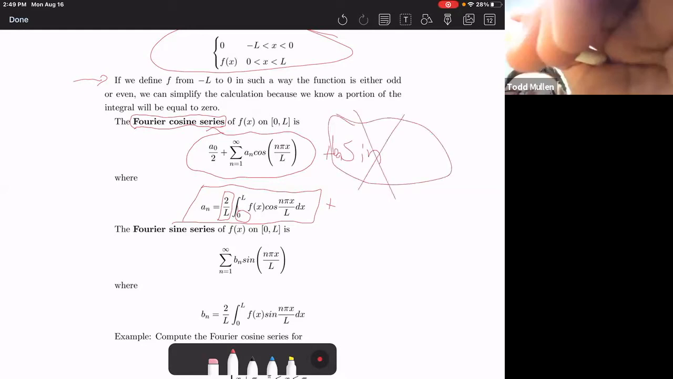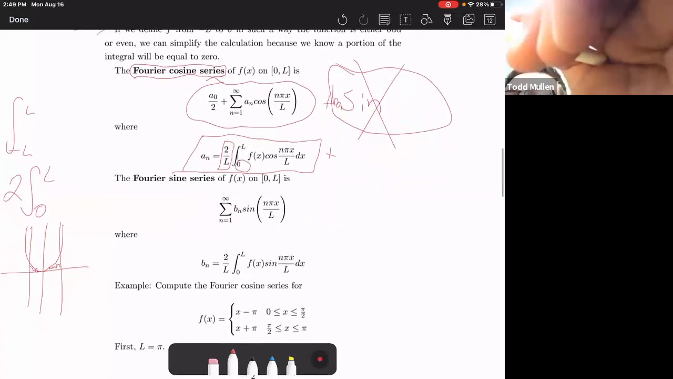But the other half that isn't odd turns even. And what we get to do with even is, instead of going from negative L to L on the integral, we can just multiply the whole thing by 2 and go from 0 to L, because we know the symmetry of an even function dictates that the integral on the left will be equal to the integral on the right. So we can just double the integral on the right.